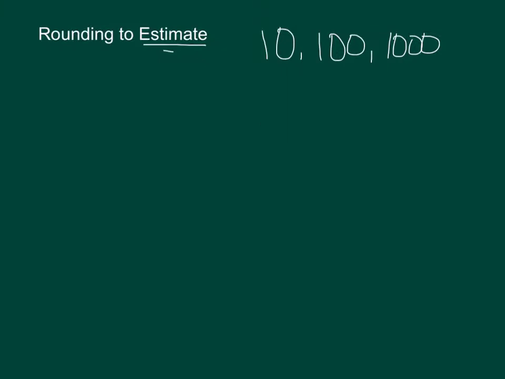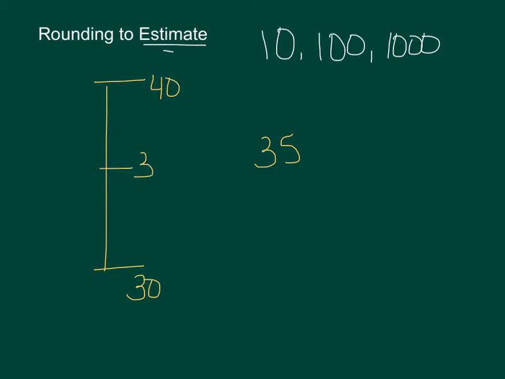Let's say we have the number 35. What multiple is 35 between? Somewhere between 30 and 40. What's right smack between 30 and 40? 35. Since our last digit is 5, because the mathematicians got together, we're going to say that 35 rounds to 40. And that is how we round our numbers.